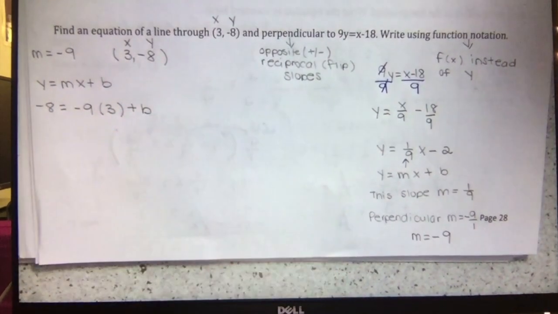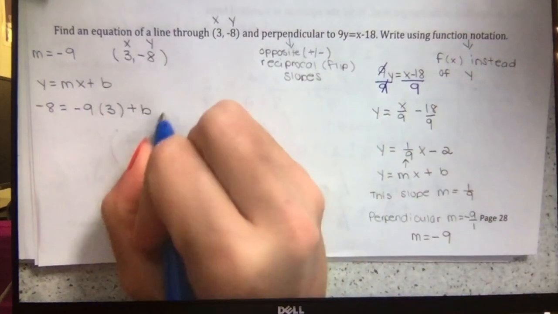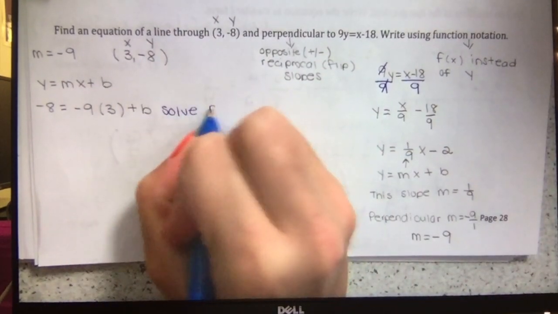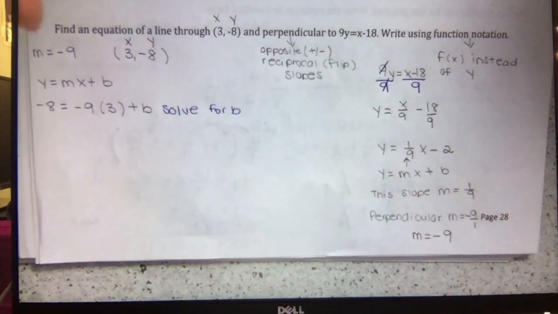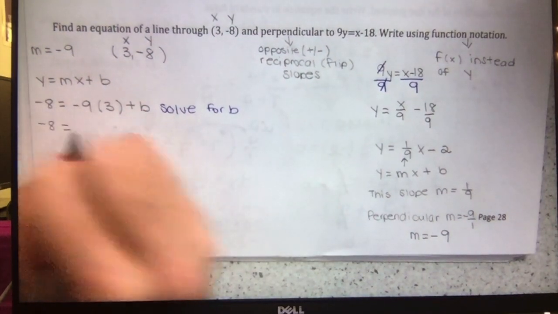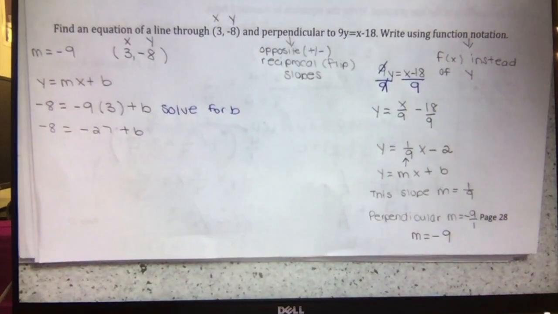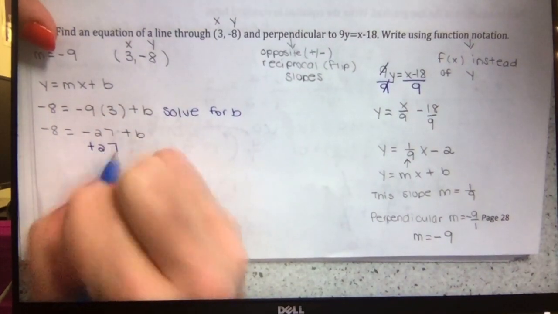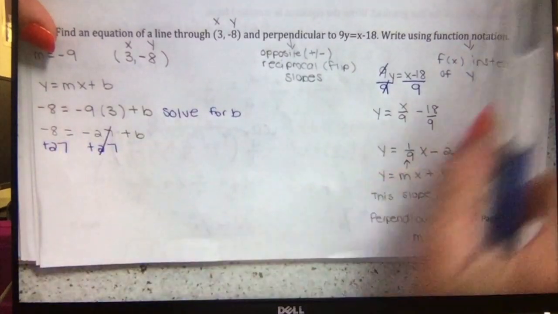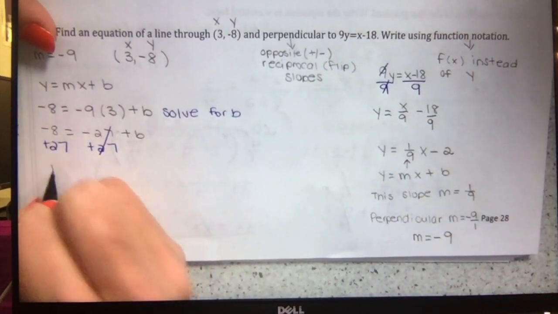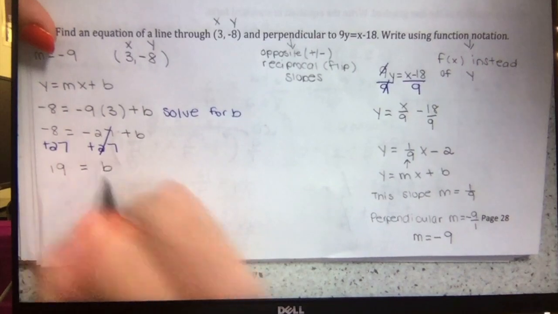I don't know b, so we're going to leave it as plus b. I can now use this equation to find b. So we're going to solve for b. So we get negative 8 equals negative 9 times positive 3 is negative 27 plus b. Add 27 to both sides. Thank you. Read my mind. Negative 8 plus 27 is positive 19 equals b.